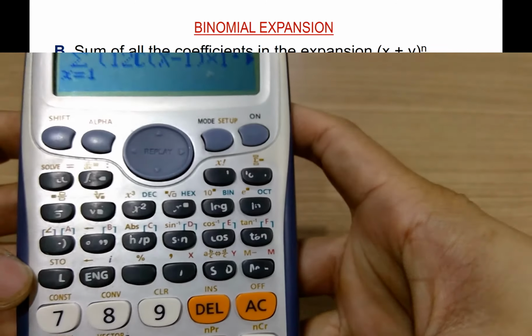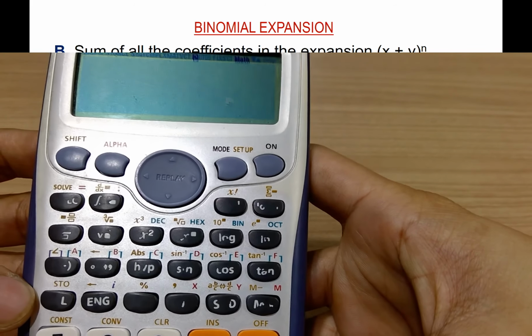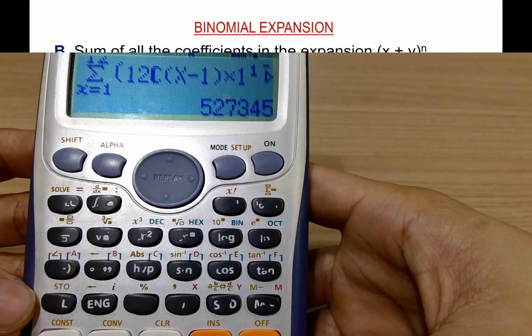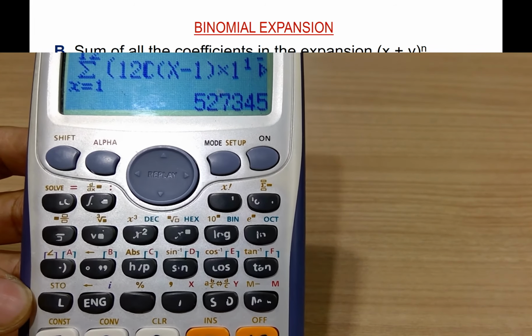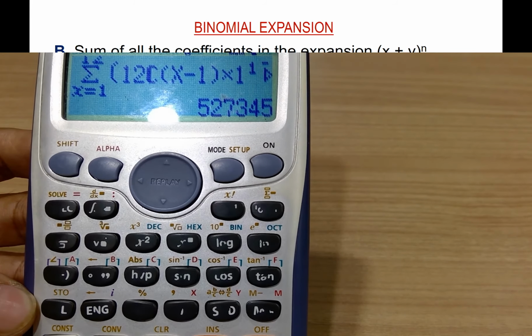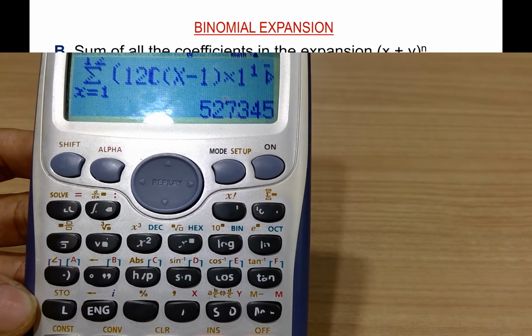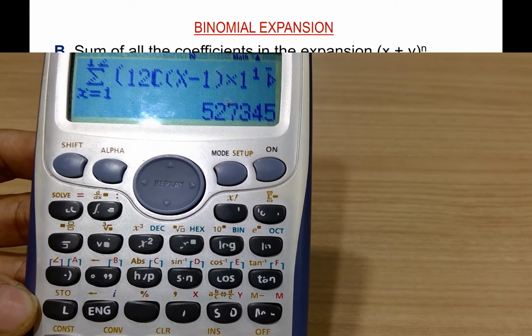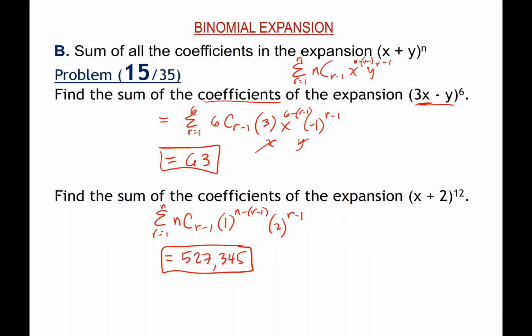Press enter. Then you will get the answer 527345. So that's it. Very easy, and you don't need a very long solution. Very good.